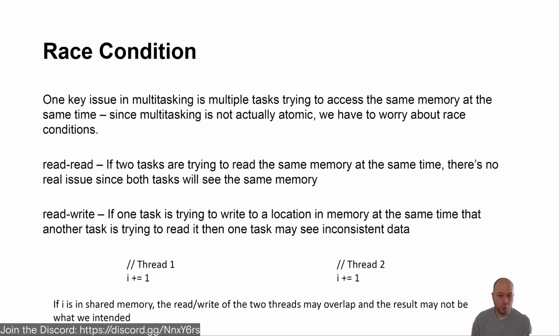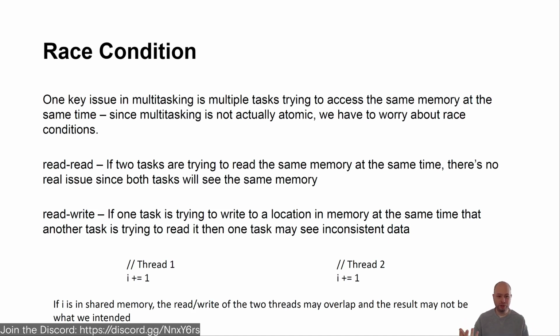Another thing before we go on, and I think an important thing to discuss before we discuss how you accomplish synchronization, is what's called a race condition. This is a key issue in multitasking where multiple tasks are trying to access the same memory at the same time. And because multitasking isn't actually atomic, right? When we're running stuff and pretending like it's at the same time, but it's not. One thing is happening before the other thing, and sometimes in a way that we may not be able to predict, right?